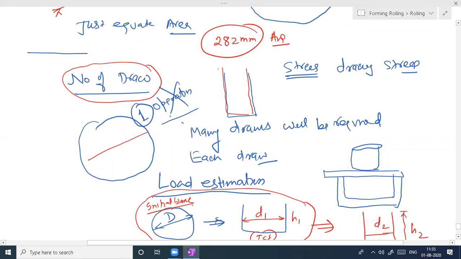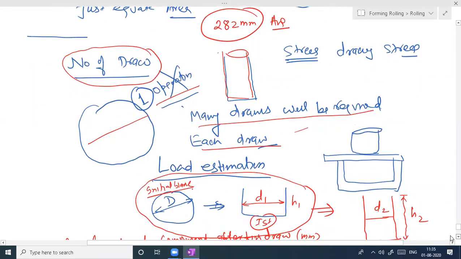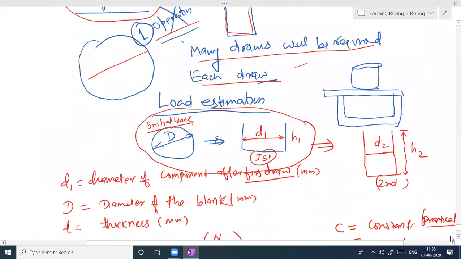But to make you understand that it is sometimes not possible to make it directly: if you know the blank size and cup size, it may or may not be possible to make a cup in one operation. Many draws will sometimes be required. So for each draw we have to find the load separately, and for that load estimation we have one formula.